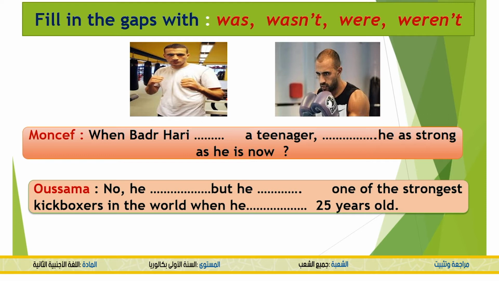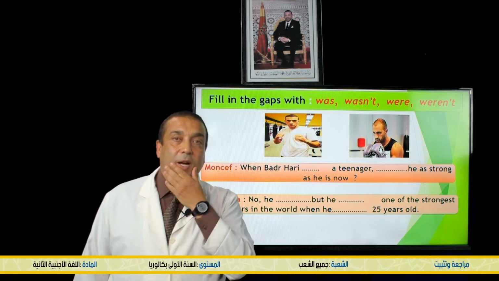This is a dialogue between Monsef and Usama. Monsef: When Brother Harry was a teenager, was he as strong as he is now? Usama: No, he wasn't, but he was one of the strongest kickboxers in the world when he was 25 years old.